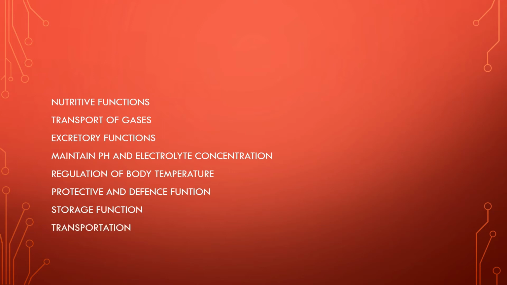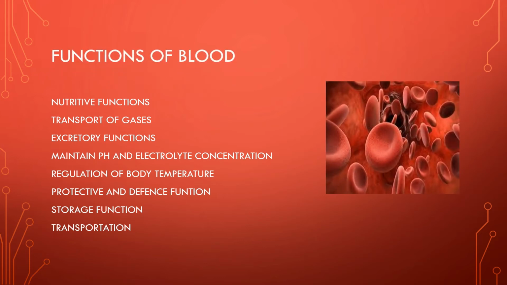If we talk about the protective and defense function, it takes place through 2 means, by antibodies and by WBCs. Blood also has a very important function, that is, a storage function. It acts as a ready-made store for water and electrolytes. Blood also plays a very important role in transportation, as it acts as a vehicle for transport of hormones and vitamins.